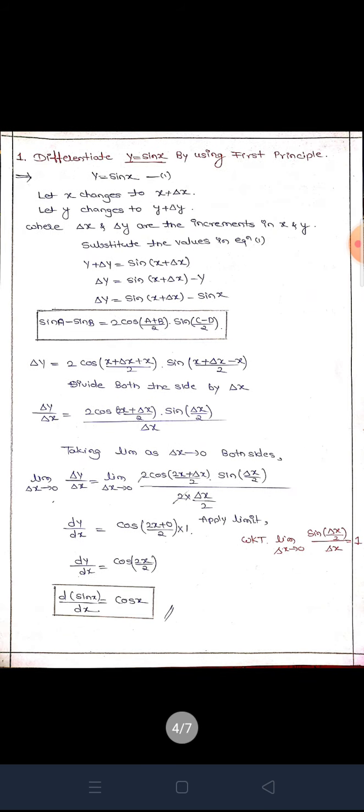So first we will discuss differentiation of y is equals to sin x by using first principle. Okay. So consider y is equals to sin x as equation number 1. Then x changes to x plus delta x, and y changes to y plus delta y, where x and y are the initial values and delta x and delta y are the increments in x and y.